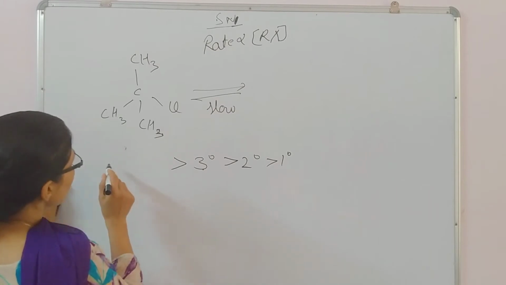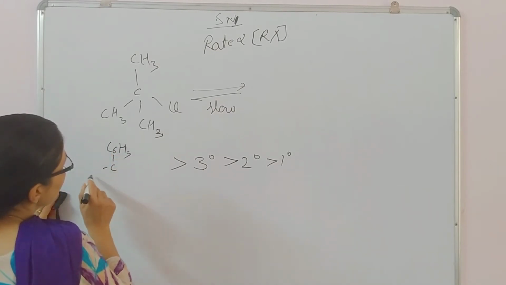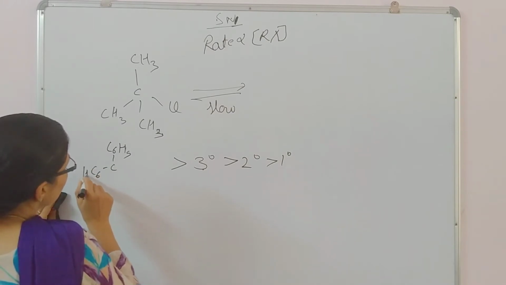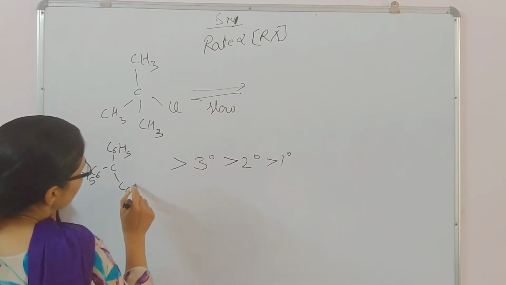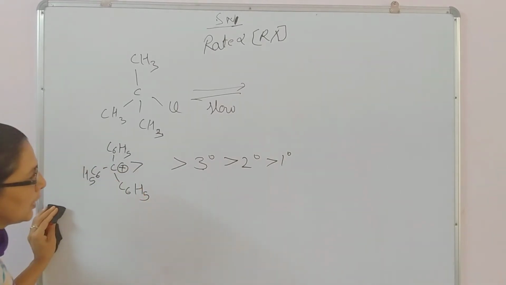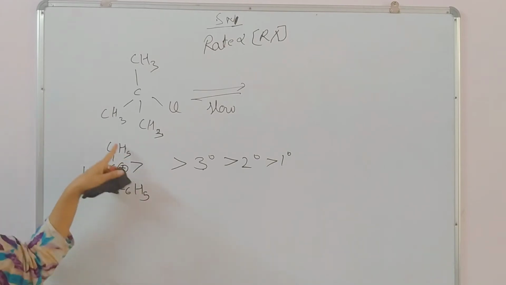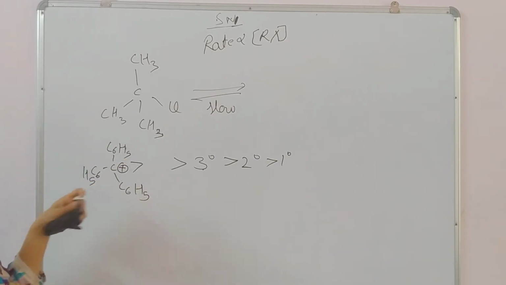You can see C6H5 and this type of carbon. These show maximum reactivity because this positive charge can rotate over the overall ring. So these are more reactive. That's all about the SN1 mechanism.